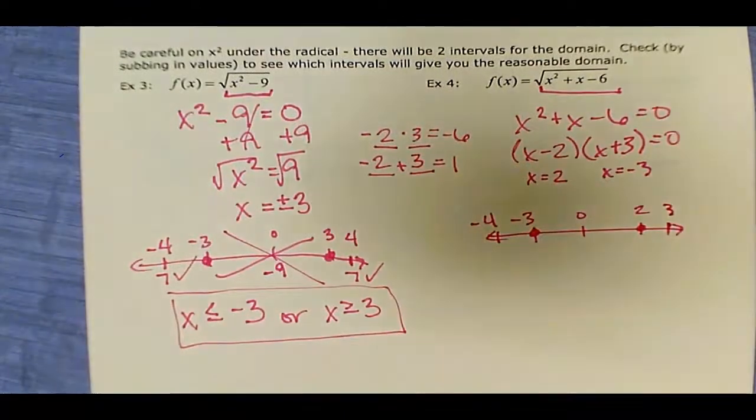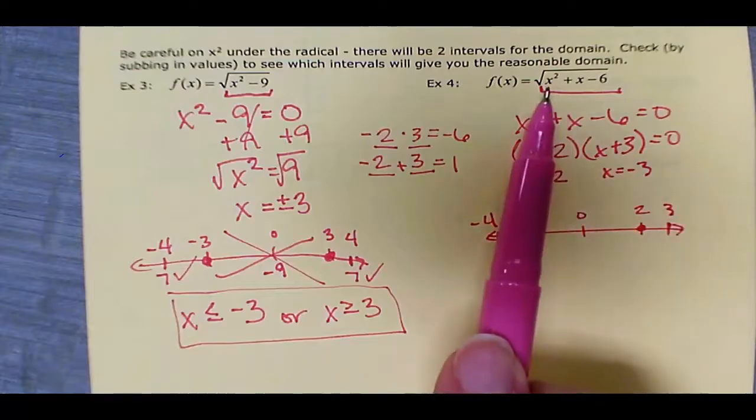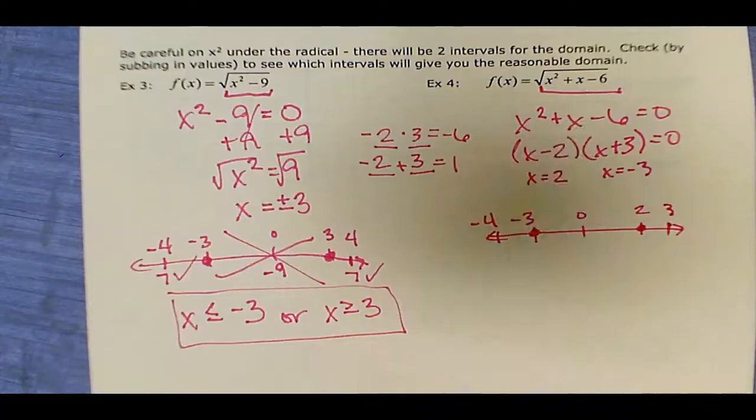So I need you to pause your video, and I'd like you to take a moment to substitute negative 4, 0, and 3 into x, into your radicand, and see if you get a positive radicand. If you get a negative radicand, that means that that section of the number line does not get included in your reasonable domain. So pause your video and substitute -4, 0, and 3 into your radicand.